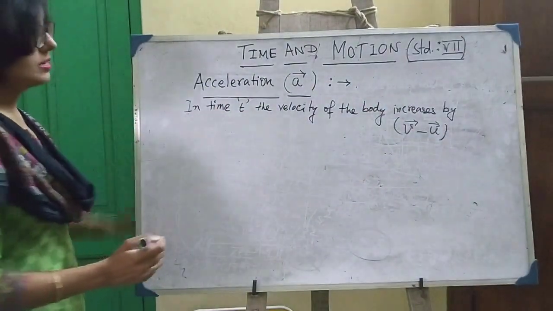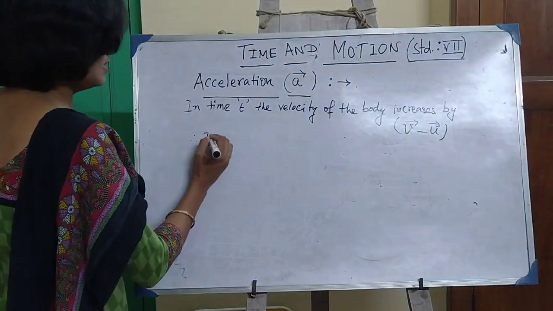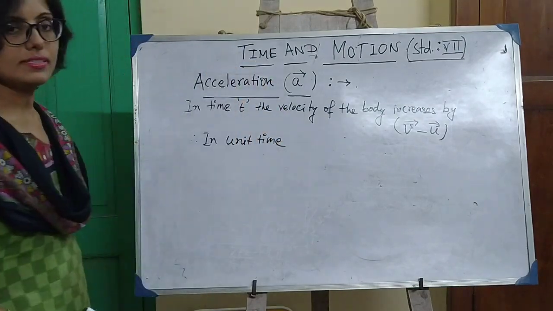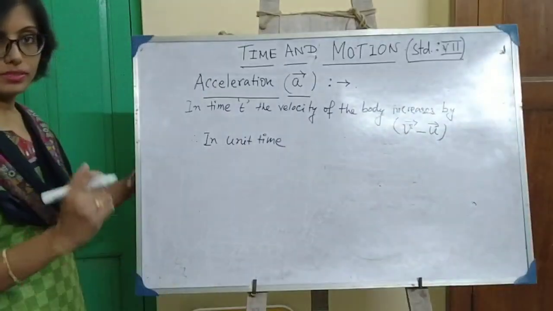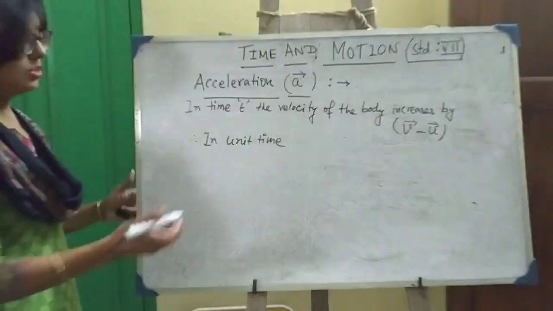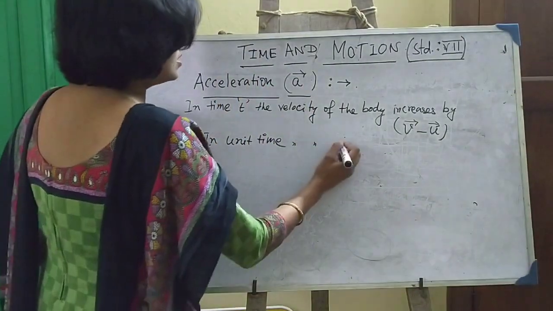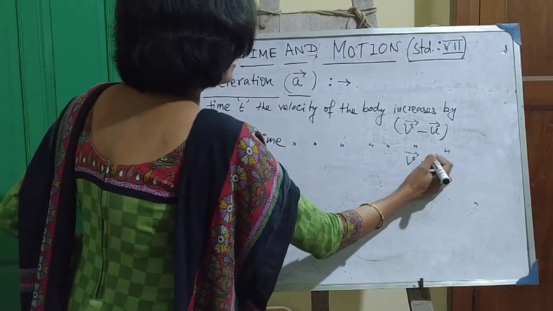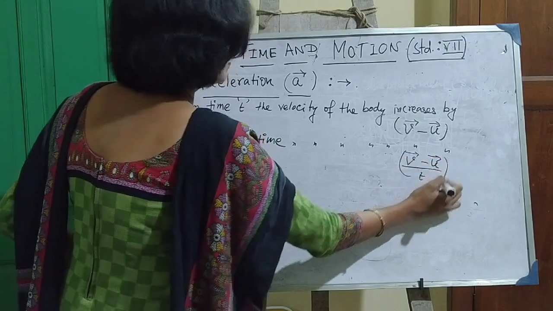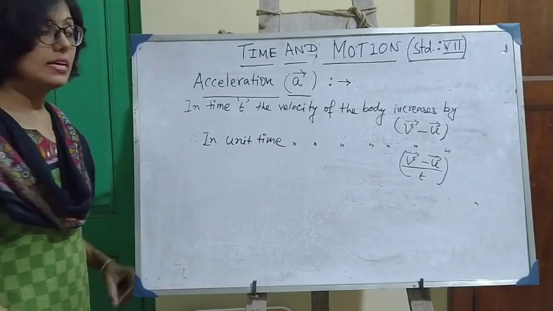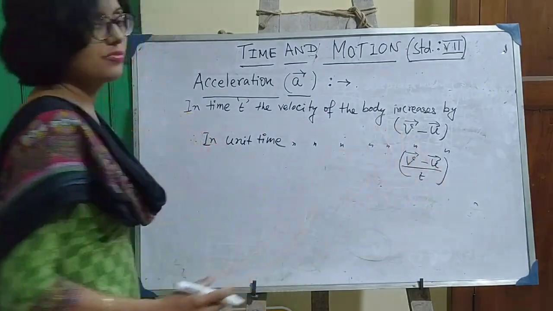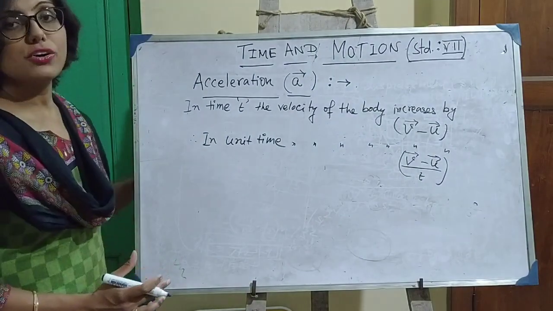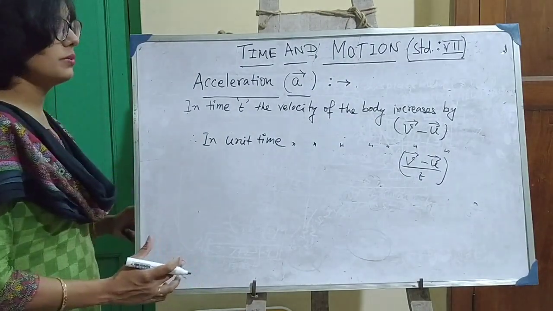Clear? Apply unitary method. Therefore, in unit time, means the magnitude of the time is 1 second, the velocity of the body increases by v minus u divided by t. Okay, this ratio v minus u divided by t is defined as the acceleration of the body. So what is acceleration of a body?